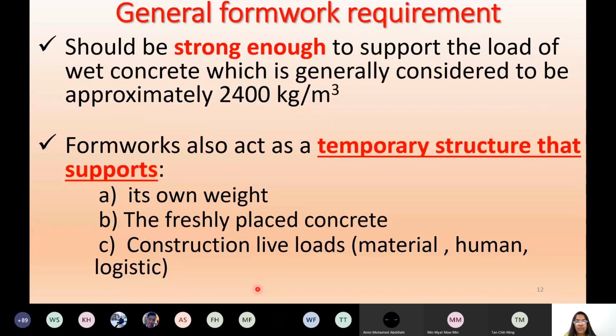In addition to that, there are general formwork requirements. It should be strong enough to support the load of wet concrete, which is generally considered to be approximately 24,000 kilograms per cubic meter. What is this number? Anybody?